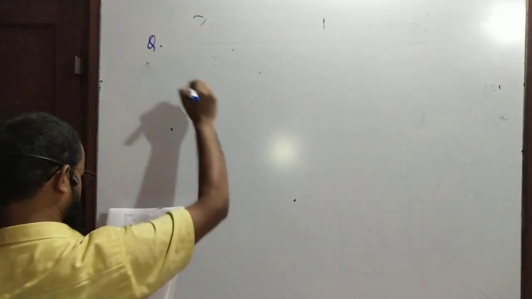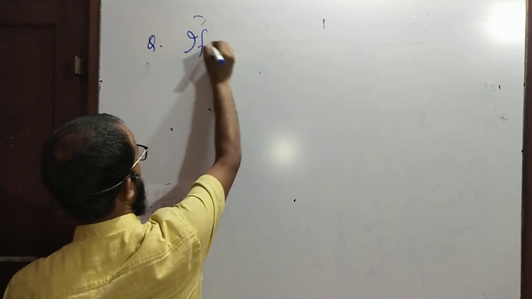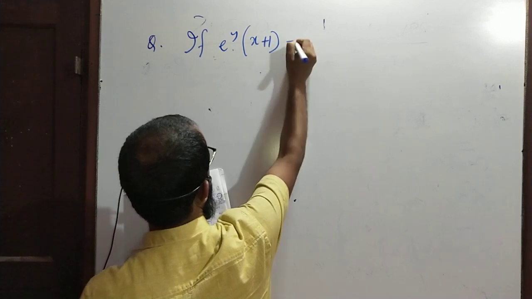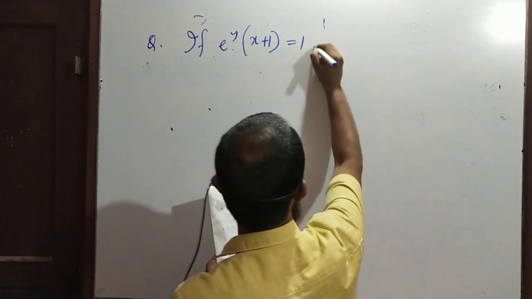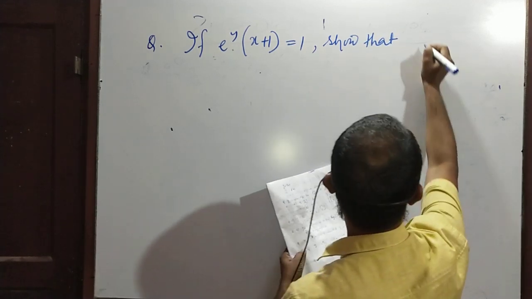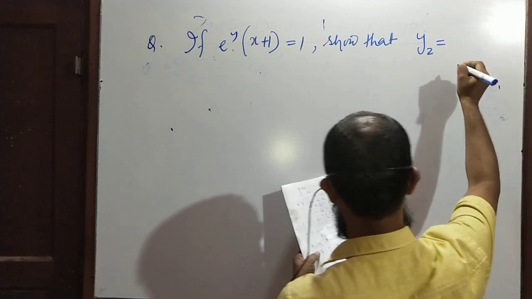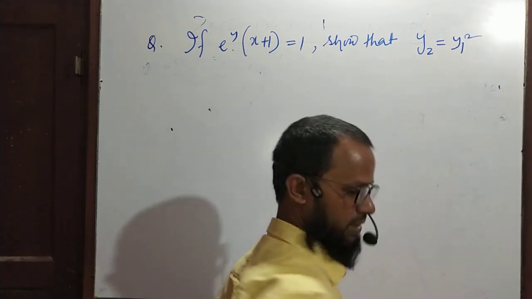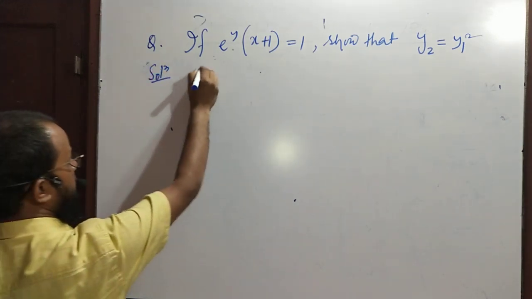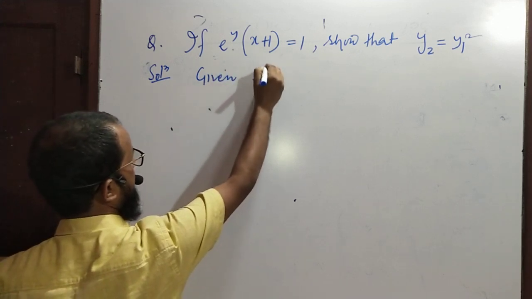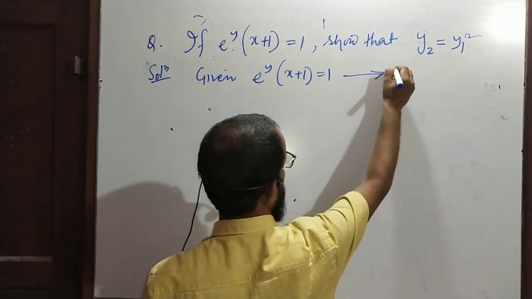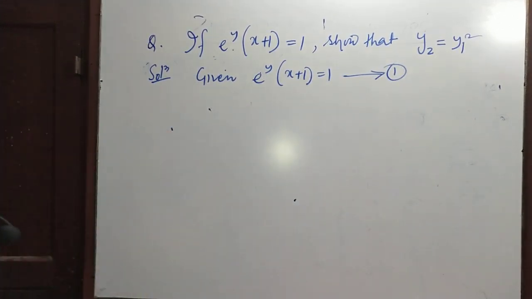Question: if e to the power y into x plus 1 is equal to 1, this is the given condition, you are to show that y2 equal to minus y1 square, okay, with the given relation e to the power y into x plus 1 is equal to 1. This is your relation number 1.